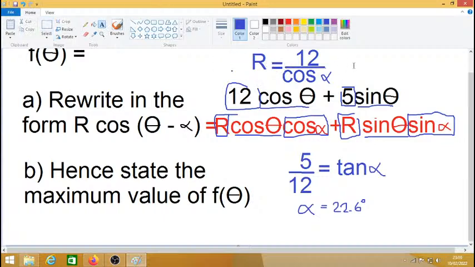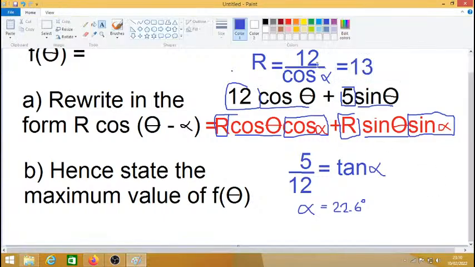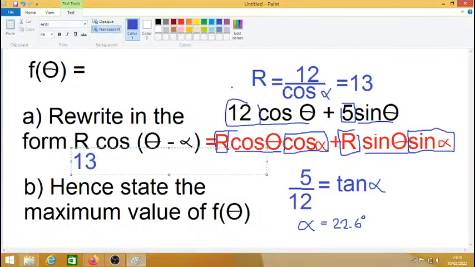There is another way of working out the r, which I've shown you in another video, but I just thought I'll do it a different way today. So that's a common way of doing it. Okay, so we figured out what r is, we figured out what alpha is. So just to finish it off, what is the form that this original function 12 cos theta plus 5 sine theta can take? It would be 13 cos (theta minus 22.6).